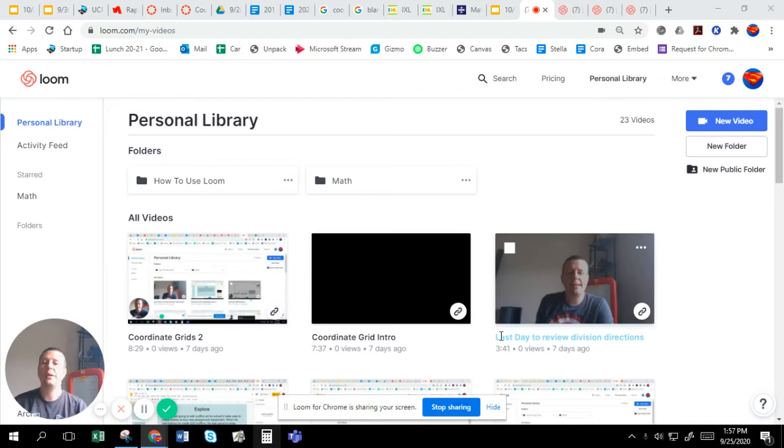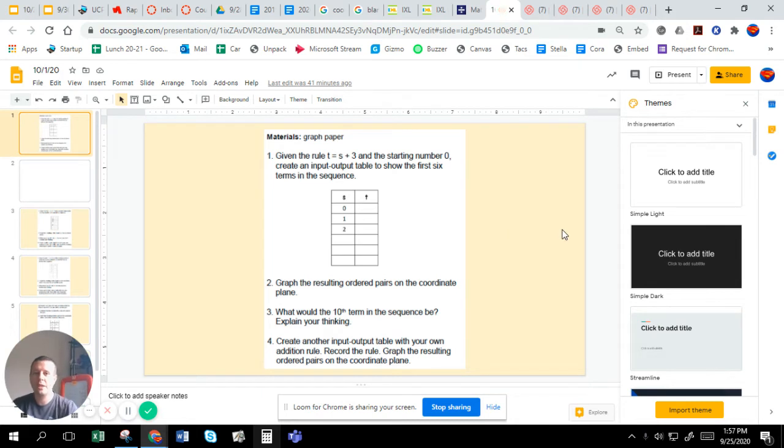Like I told you earlier, we're going to start combining back those coordinate grids. So we get to combine areas of math. That's awesome. So let's take a look at the problem you were supposed to start with today. It says, given the rule t equals s plus 3 and the starting number of 0, give an input output table to show the first 6 terms in the sequence.